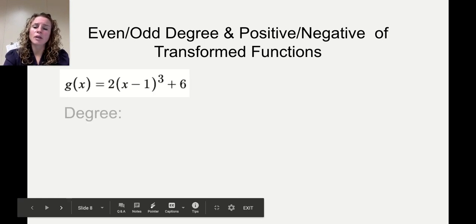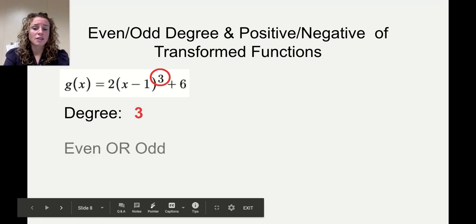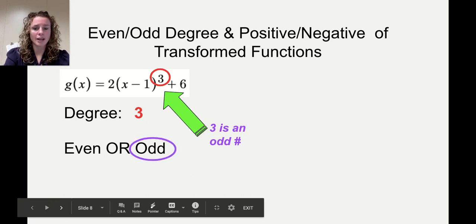Okay, so the first thing we want to look at is the degree here. Remember, that's your exponent. So this would have an exponent of 3, so my degree would be 3. And because 3 is an odd number, that means my function's degree would be odd. Okay, this polynomial is an odd degree function.